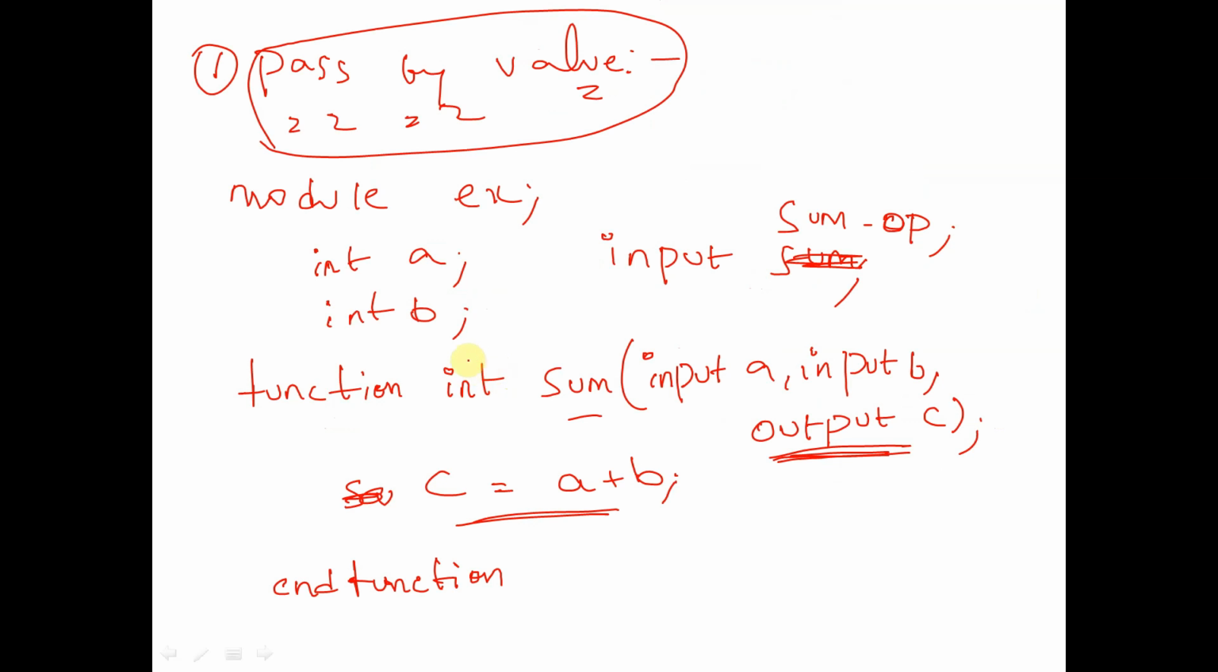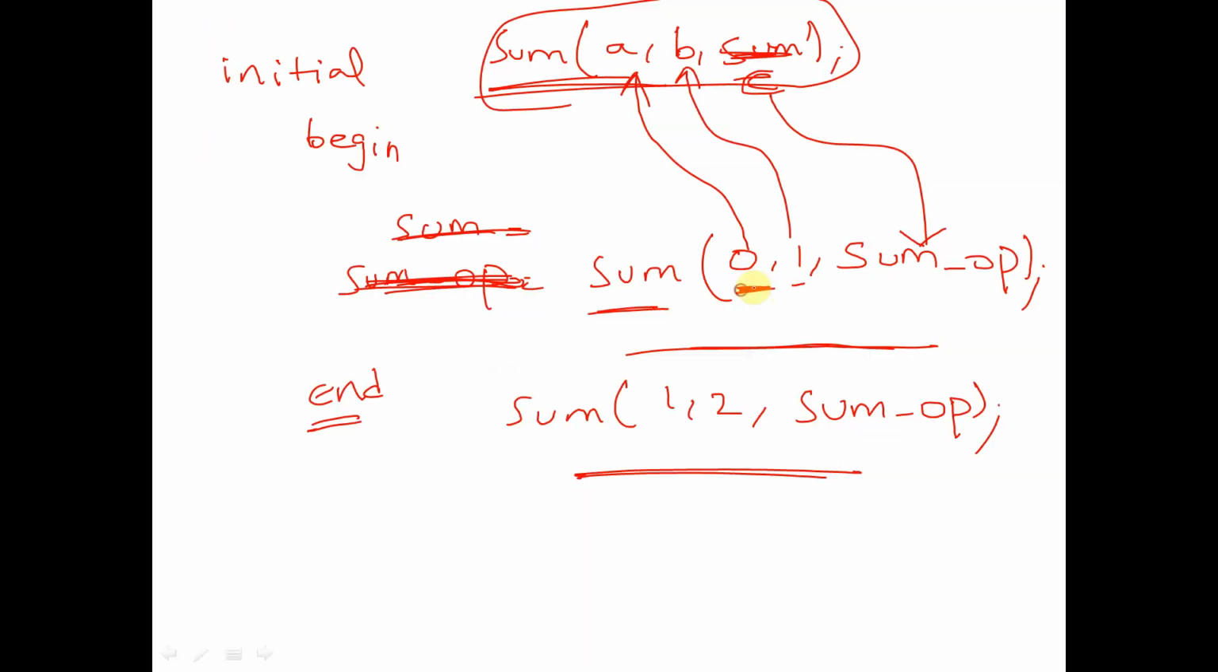So is this clear for everyone? Is there any doubt? In pass by value, we are directly passing the value, hardcoded values 0, 1 or 1, 2, to the variables a comma b. So in this method, we are directly passing the values to the function arguments. That's it. Is this clear? Is it okay? Okay.